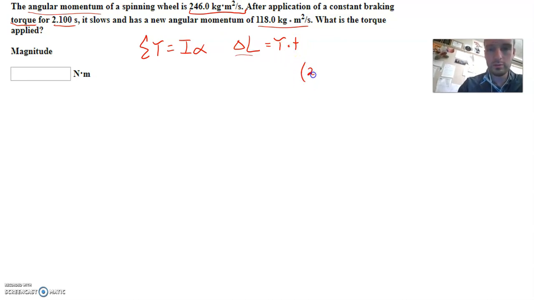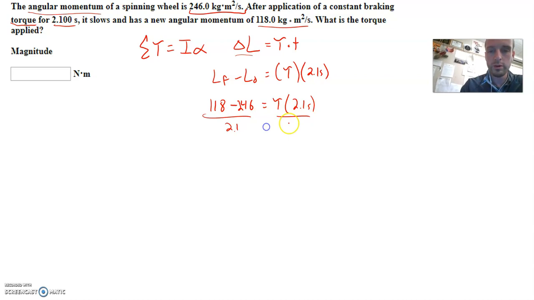We do know the time, 2.1 seconds, so that goes there. And it says, what is the torque? So we're not sure about that yet, but delta L is simply L final minus L initial. So if we come over here, looks like our L final was 118, and our L initial was 246. Should I write units? Yes, but I'm not going to for the sake of time. Okay, so there's that. We divide both sides by 2.1, and that'll get us our torque. Now you notice it's a negative torque, and that makes sense because we had a decrease in angular momentum. So of course we have to have a negative torque.